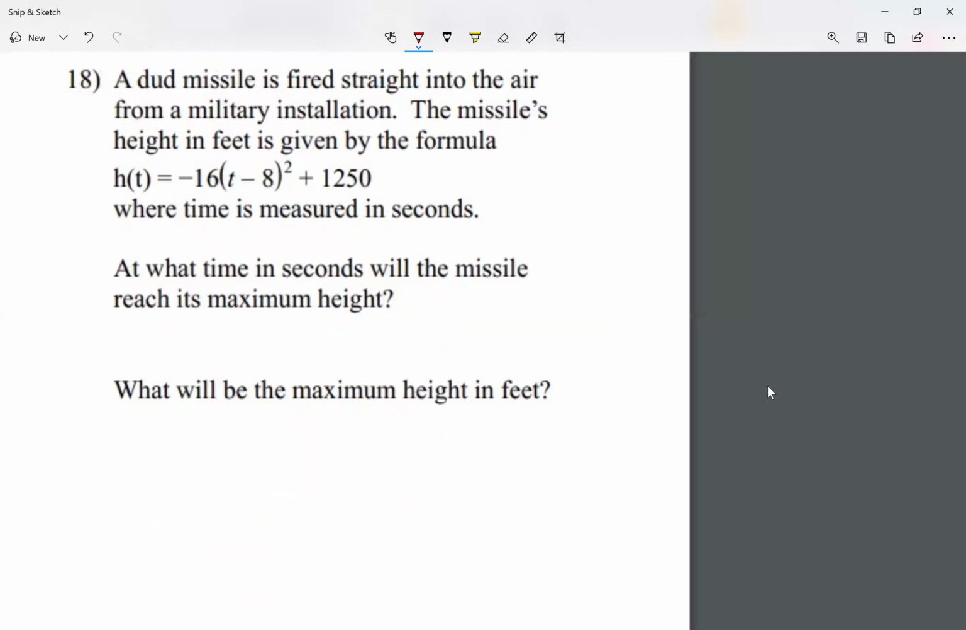Let's take a look at question number 18. Another missile is fired straight into the air from a military installation. Now this missile's height in feet is given by the formula h of t is equal to negative 16 times the quantity t minus 8 all squared plus 1,250, where time is measured in seconds. So this is a different formula. At what time in seconds will the missile reach its maximum height?